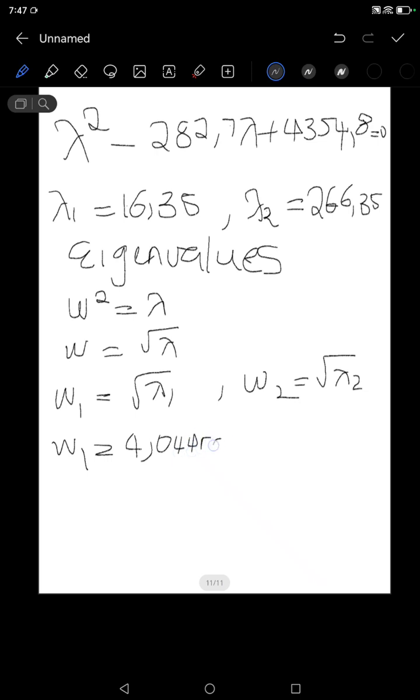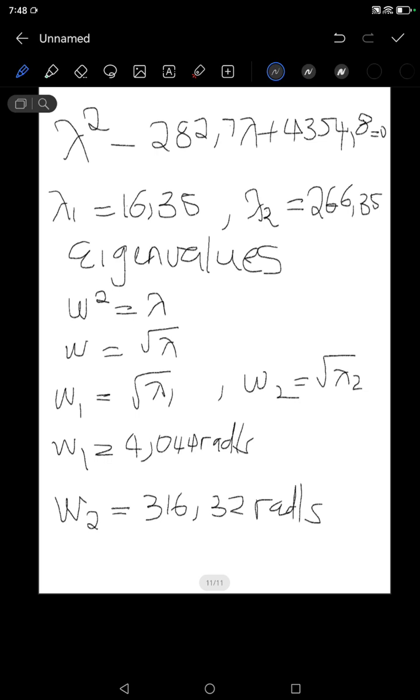Which is 4.044 radians per second. And then frequency 2 is going to be the square root of what? Of lambda 2, the square root of 266.35, which we're going to get as 16.32 radians per second. Okay, this is how we get the natural frequency.